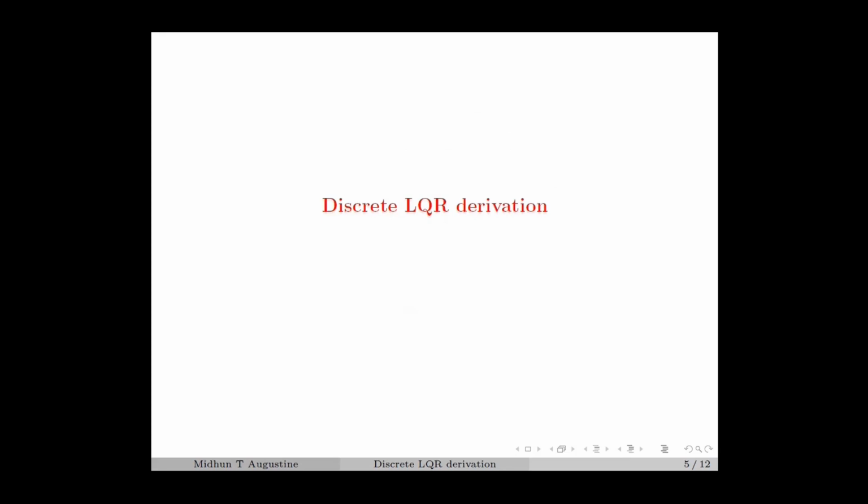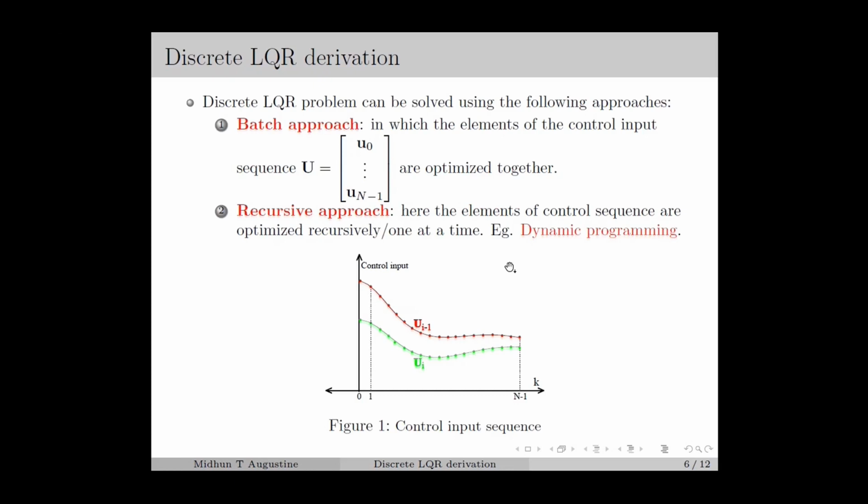Next we move on to the derivation of discrete LQR. Similar to the continuous LQR case, the major approaches used for solving the discrete LQR problem are the batch approach and the recursive approach. In the batch approach, the elements of the control input sequence are optimized together. So here we define a control input sequence U, which contains the control input from 0 till the end of the time horizon as its elements. And in the batch approach, we compute the optimal control input sequence U star by using some iterative optimization algorithms.